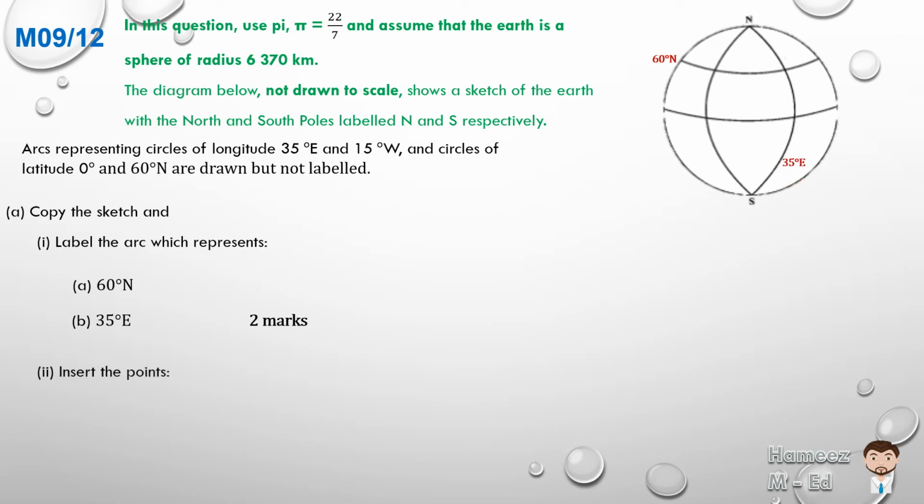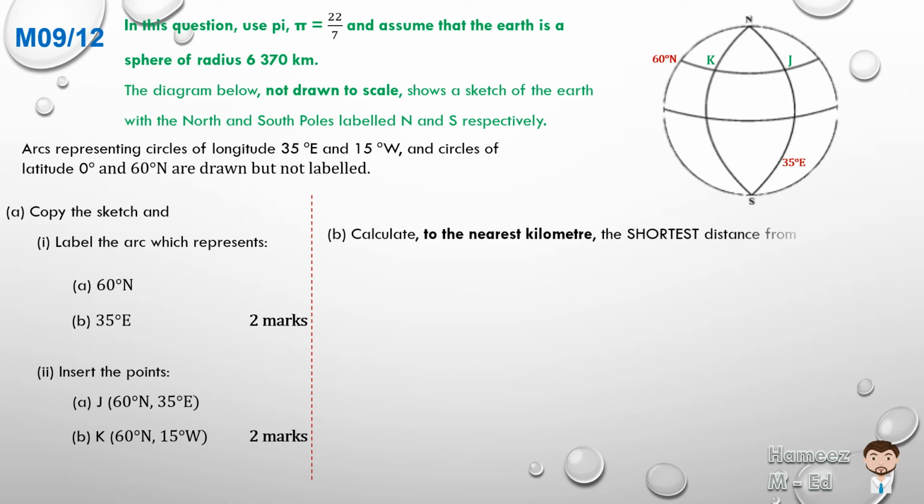Insert the point J, which is at 60 degrees north, 35 degrees east. So let's look at the intersection of the 60 degrees north arc that we had, and the 35 degrees east, and that point is J. And for part B, insert K, 60 degrees north and 15 degrees west. So it will still be on that horizontal arc, but it will be to the left.